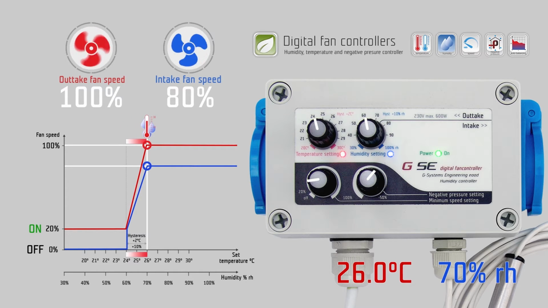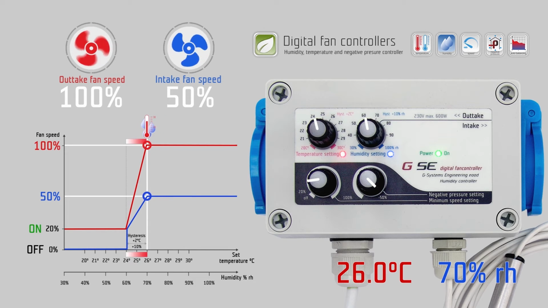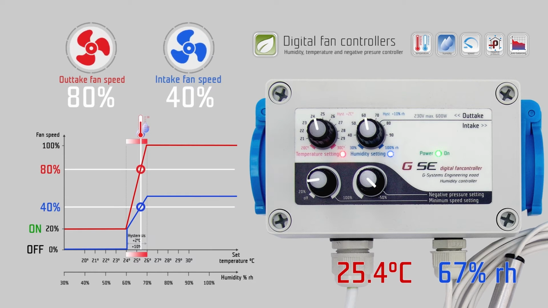The negative pressure reduces the speed of the outtake fan during the regulation of the controller. It works synchronously with the intake fan. We set -50% negative pressure. This means now the intake fan runs 50% less than the outtake fan. If the outtake fan is on 100%, the intake fan has 50% fan speed. If the outtake fan is on 80%, the intake fan has 40% fan speed.